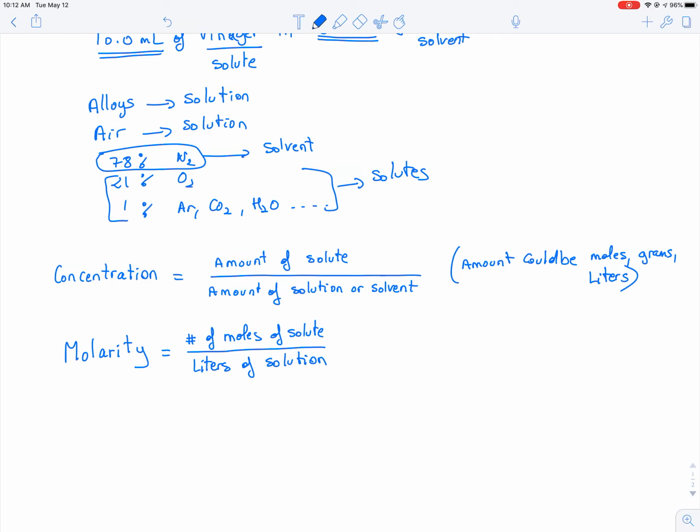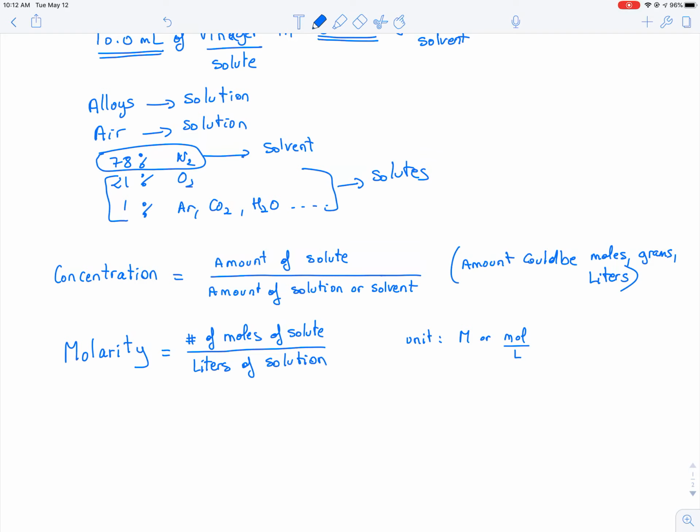Okay? So that's the general equation for molarity. And the unit is either big M or moles per liter. Personally, I prefer to write it as moles per liter, not to say that big M is wrong, but I like it because it helps you when you're doing dimensional analysis to see how the units cancel. That's the only reason why I prefer moles over liters.